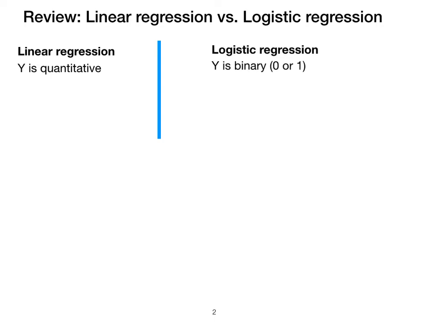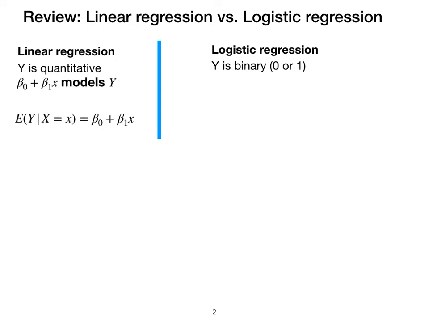Versus in logistic regression model, your response variable is binary. It could be yes or no, or male or female. We usually use the binary code 0 or 1 to represent it, but know that it's actually representing two categories.